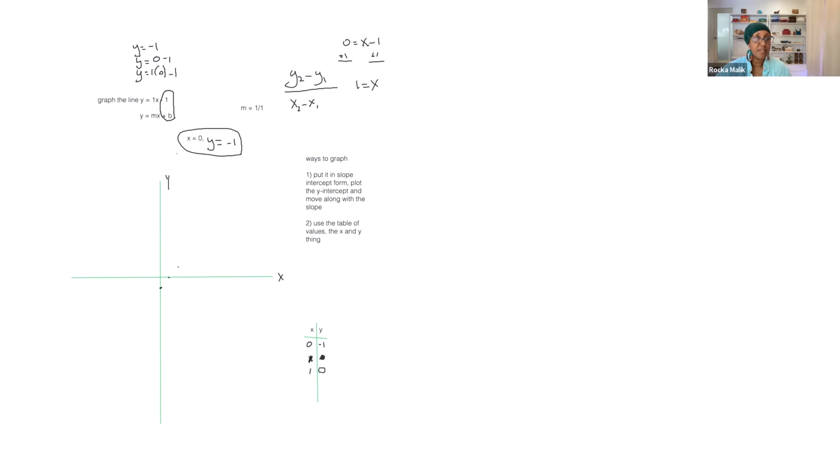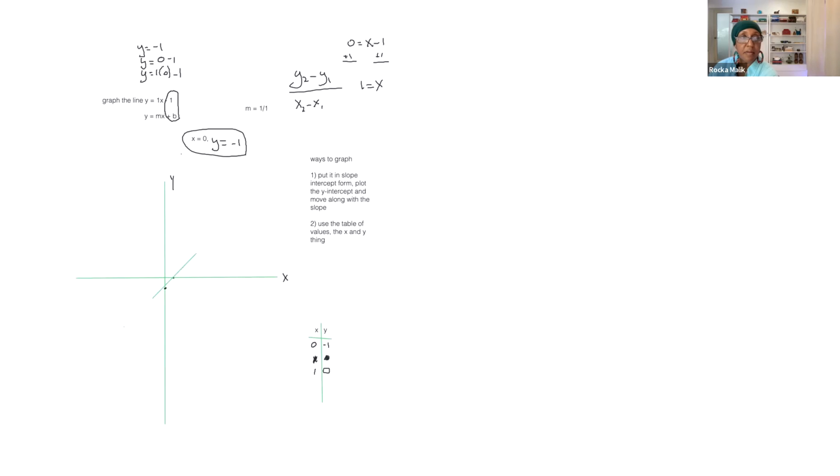I connect these. And I put the arrows at the end to show that the line goes forever in both directions. One line, all of that is one line.